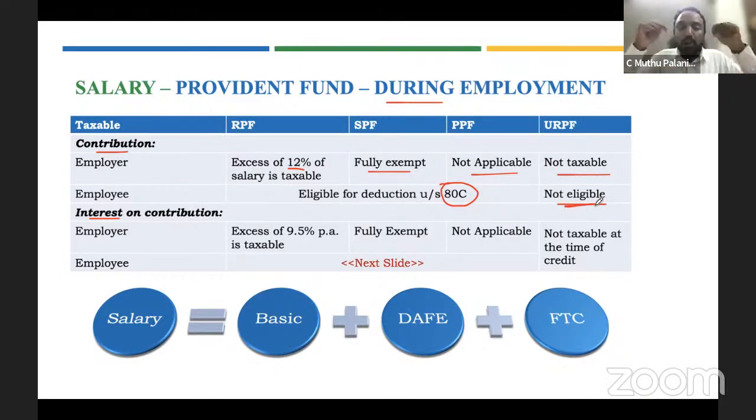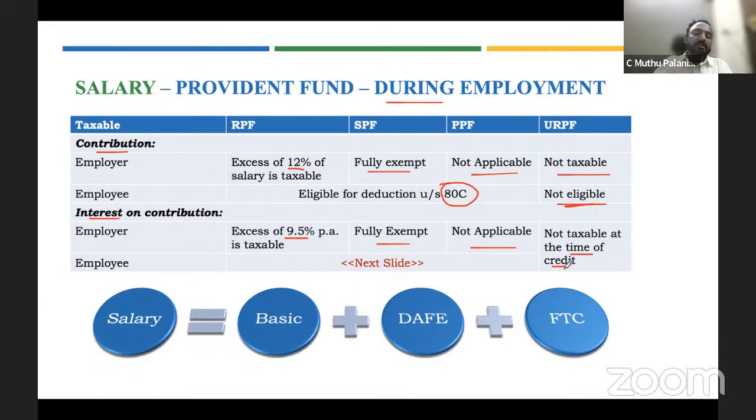So this is about the contribution made. What about the interest? For RPF, whatever interest you receive is exempt up to 9.5%. So if your interest rate of RPF is less than 9.5%, the entire amount is exempt. If it is above 9.5%, that excess becomes taxable. So the first 9.5% is exempt, and anything in addition to 9.5% is taxable. SPF is fully exempt. PPF, no employer can contribute. And URPF is not taxable at the time of credit. So whenever interest is accounted into that PF account, at that time it is not taxable, but it is taxable at some point in time later.